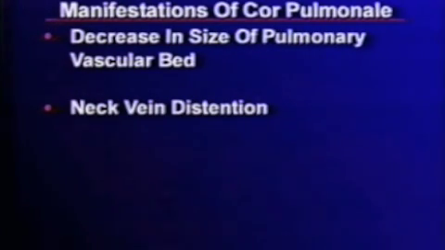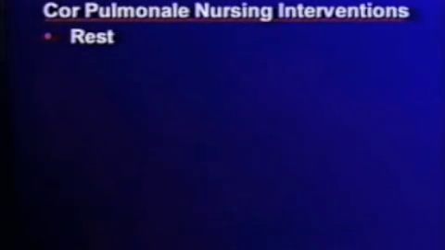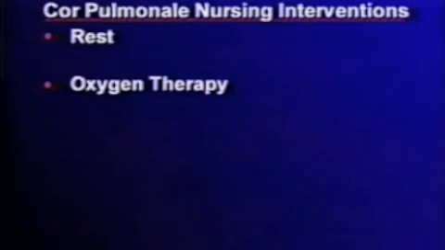Now, the other thing that happens is these clients have, again, an increase in metabolic demand. So we want to make sure that we give them adequate rest. They need to stay on bed rest or at least limit their activities, especially when they get to this stage. Oxygen therapy also needs to be initiated if it already hasn't, and most often it has been. But again, you're going to be monitoring the oxygen saturation and making sure that the client is receiving the oxygen level that has been ordered. 2 liters, 3 liters is usually the common order for oxygen.